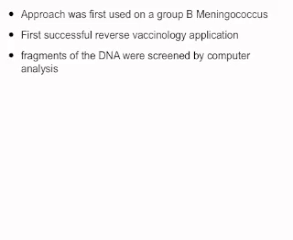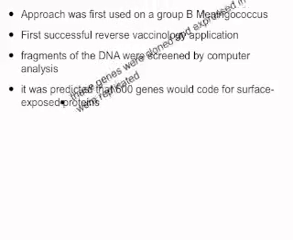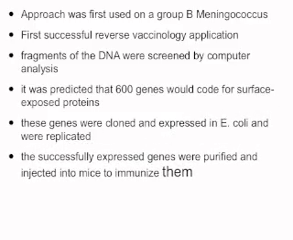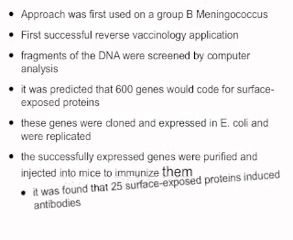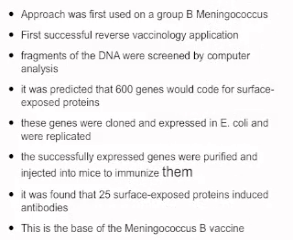This approach was first used on group B meningococcus and was one of the first successful reverse vaccinology applications. Fragments of the DNA were screened by computer analysis. It was predicted that 600 genes would code for surface-exposed proteins. These genes were then cloned and expressed in E. coli and were replicated. The successfully expressed genes were purified and injected into mice to immunize them, and it was found that 25 surface-exposed proteins induced antibodies. This is the base of the meningococcus B vaccine.